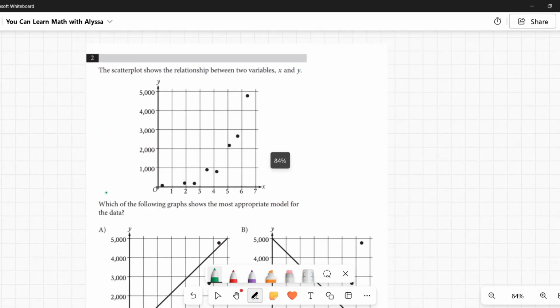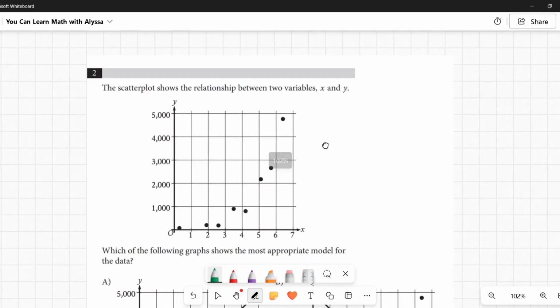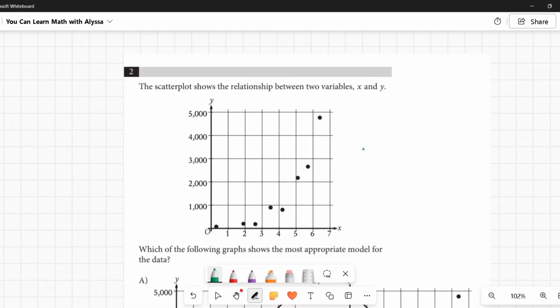Number 2. All right, let's look at this question up close, and then we'll look at their answers. The scatter plot shows the relationship between 2 variables, x and y. Which of the following graphs shows the most appropriate model for the data?